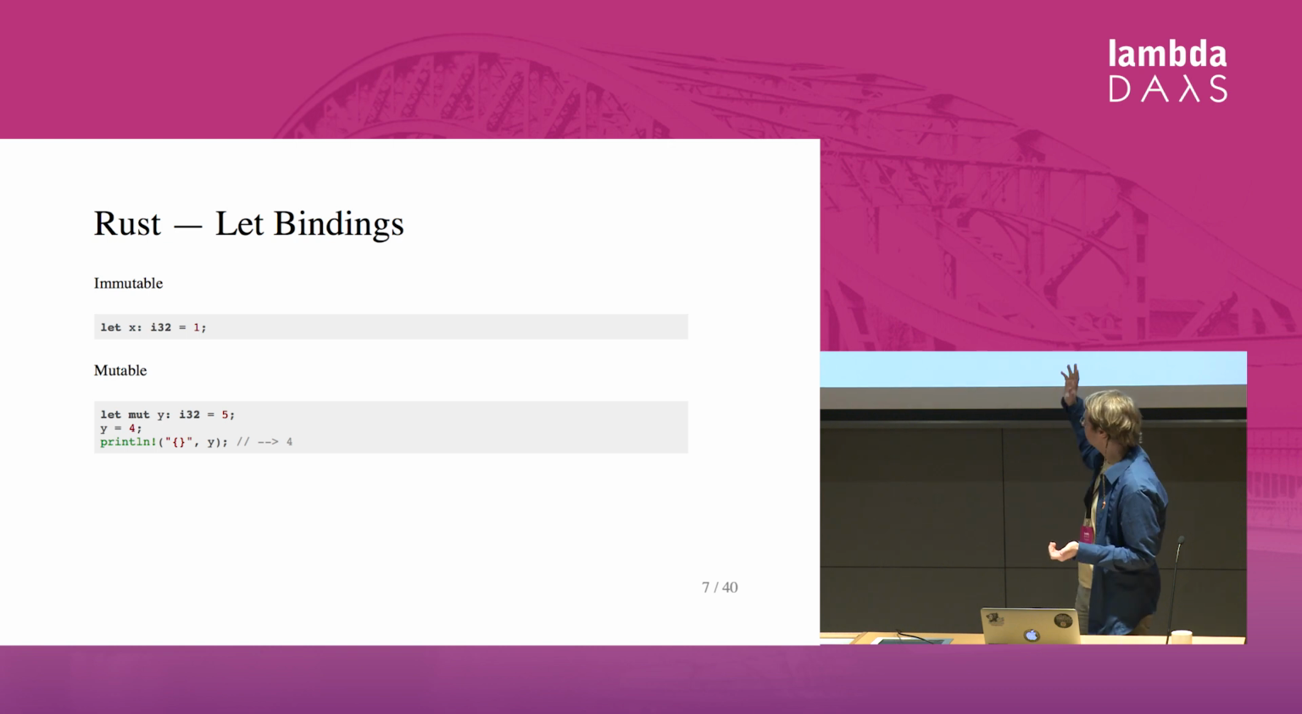This is what let bindings look like in Rust. First of all, everything is immutable by default, which is a pretty nice property to work with.